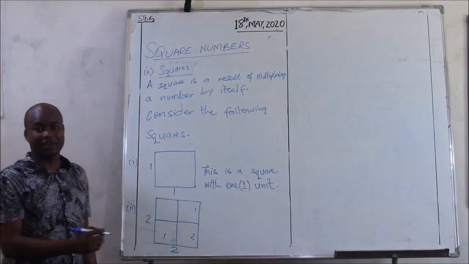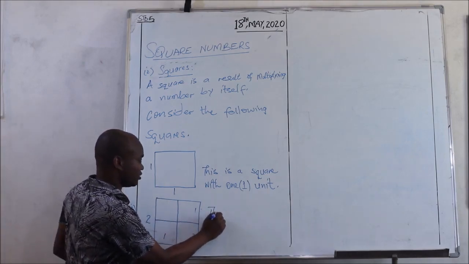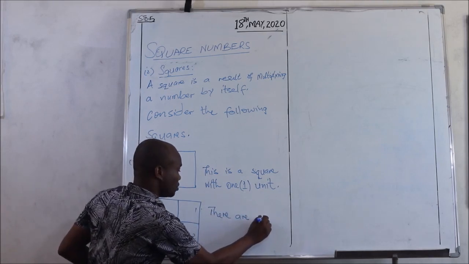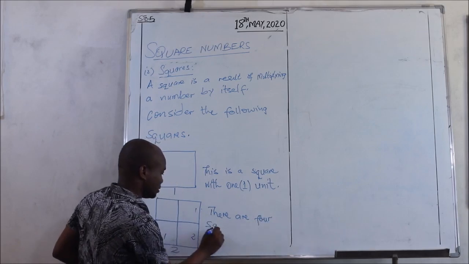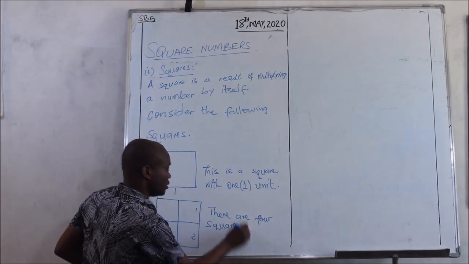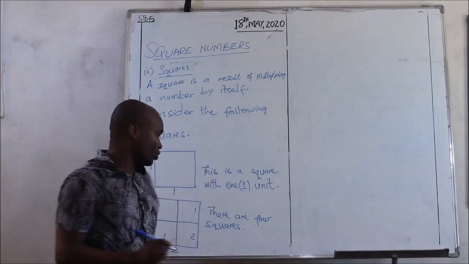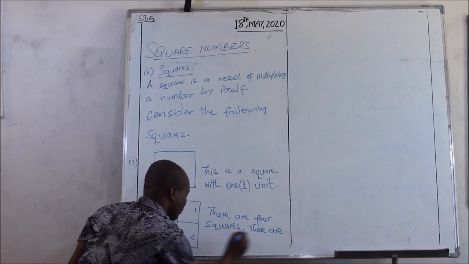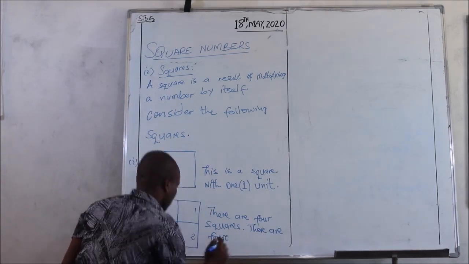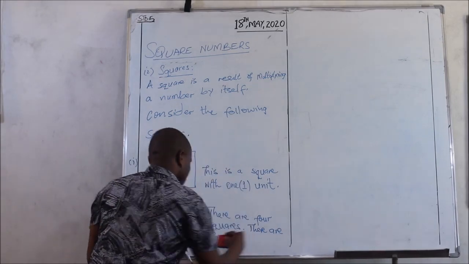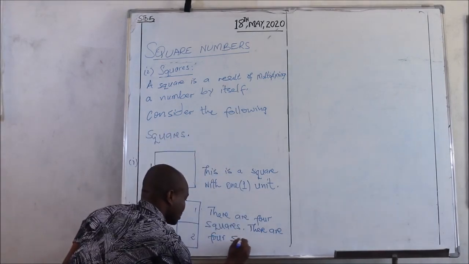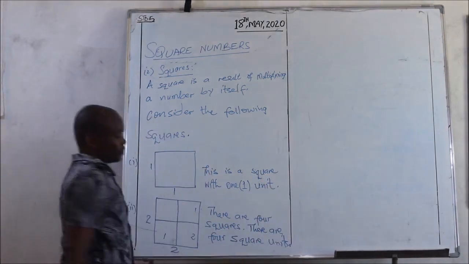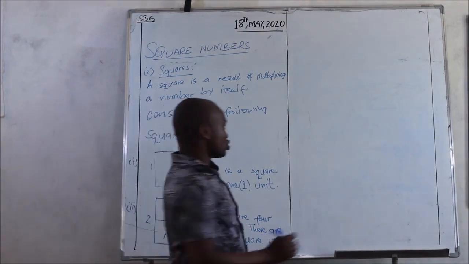Total number of squares that are here, we will say there are four squares. In other words, we have four square units. The third demonstration is also here.